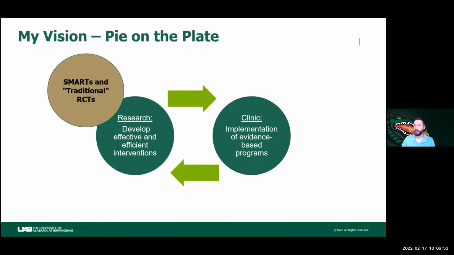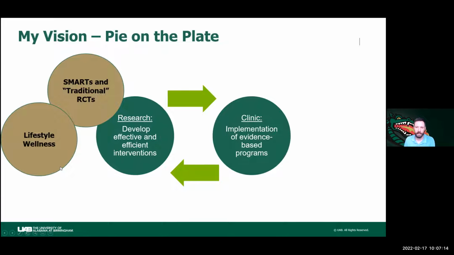So first, the primary focus of the talk is that my research group is conducting clinical research related to obesity and weight management, mostly using the SMART experimental approach, but we also do have a couple of ongoing traditional randomized trials going on.